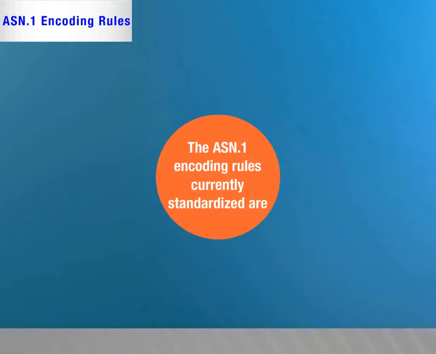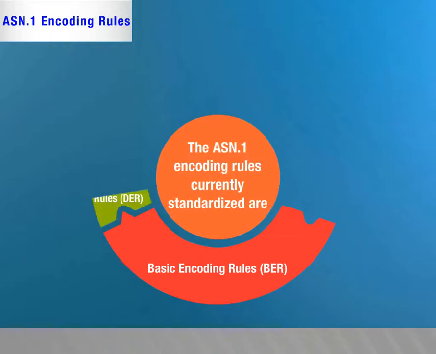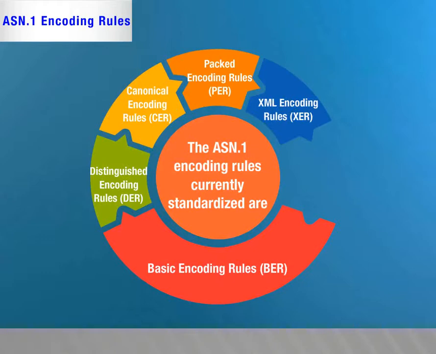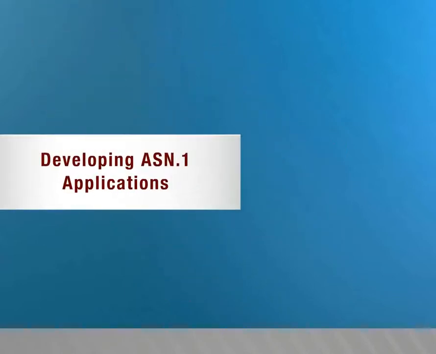The ASN.1 encoding rules currently standardized are Basic Encoding Rules (BER), Distinguished Encoding Rules (DER), Canonical Encoding Rules (CER), Packed Encoding Rules (PER), XML Encoding Rules (XER), Extended XML Encoding Rules (EXER). Developing ASN.1 applications.